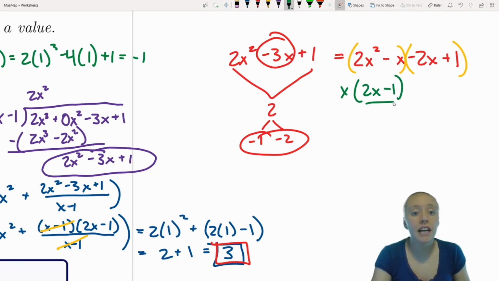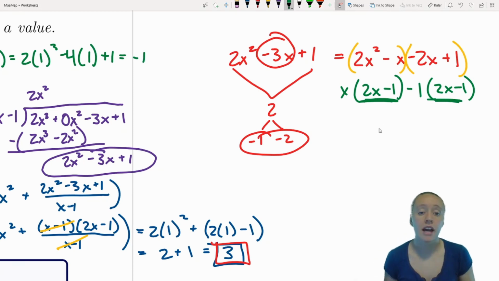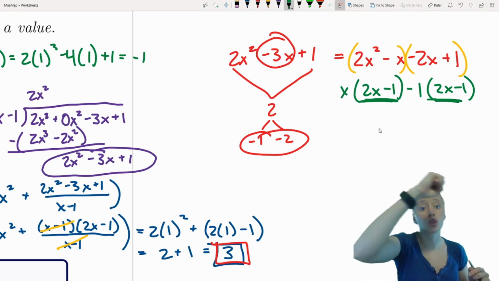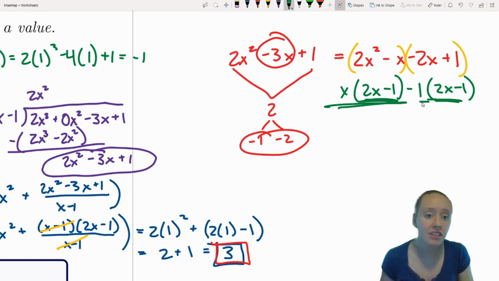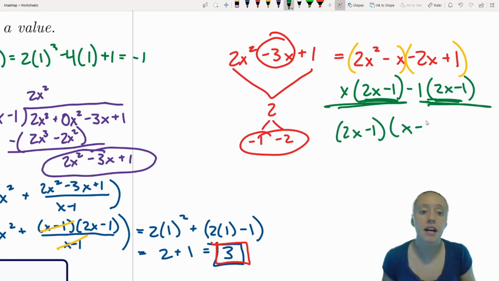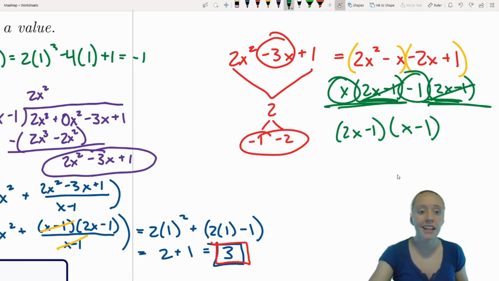And I want to have this same exact result over here. What do I need to pull out? I need to pull out a negative 1. So if I pull out a negative 1 from negative 2x plus 1, that's going to leave me with 2x minus 1 inside. So you can see, I have x times 2x minus 1, minus 1 times 2x minus 1. If I pull a 2x minus 1 out of each of these terms, then I'll have 2x minus 1 times x minus 1. So you can see I pulled out 2x minus 1 from both of those, and it left me with x minus 1. And that's how you factor by grouping.